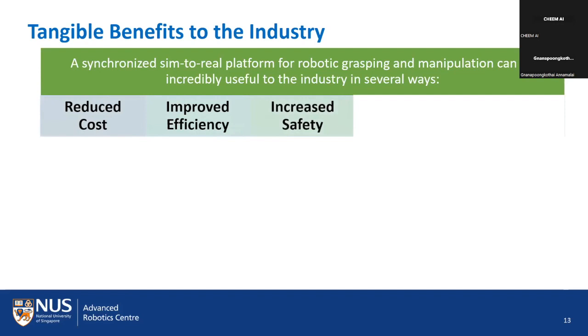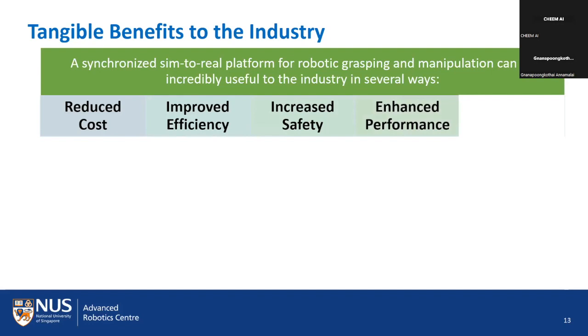So the use of a simulation environment can provide a safe method of testing robotic grasping and manipulation algorithms, which can reduce the risk of damaging the expensive hardware and also injury to human operators. Because if your software is unstable, testing it on a physical robot directly may cause harm to human operators. And then next is enhanced performance.